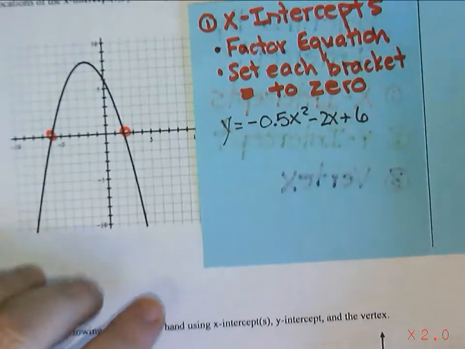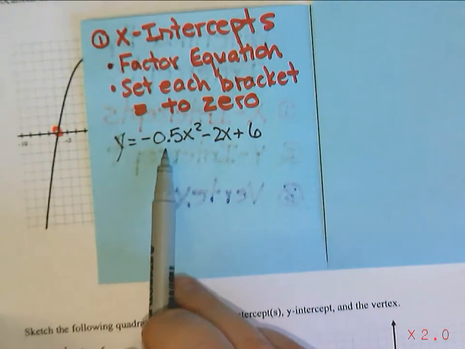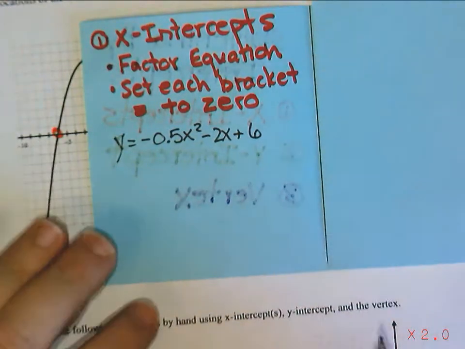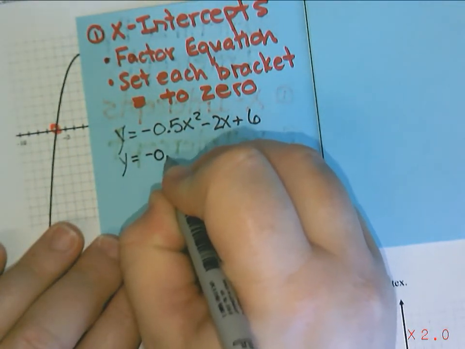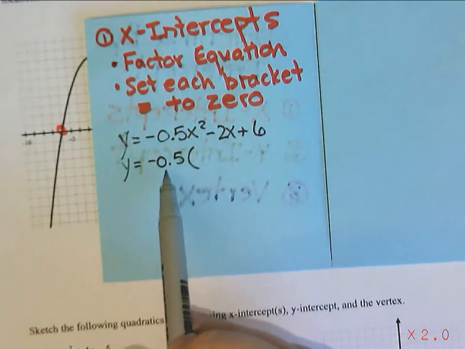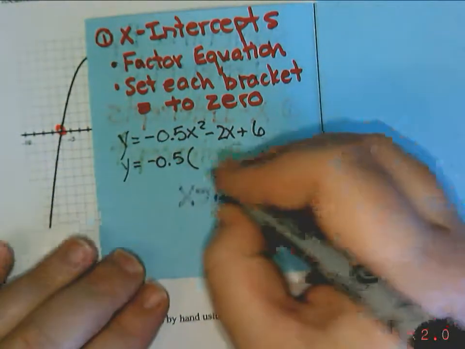To factor that, I really don't like factoring when I have a decimal, so I'm going to see if I can divide the negative 0.5 out of the whole expression. So I'm going to say y equals negative 0.5. And then I'm going to figure out, what do I need to multiply negative 0.5 by to get negative 0.5x squared? x squared.